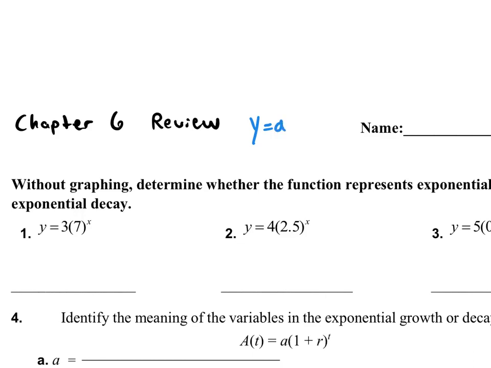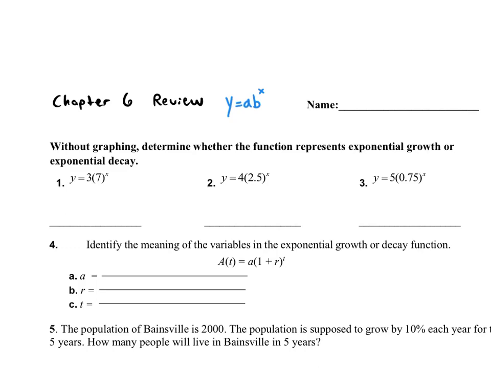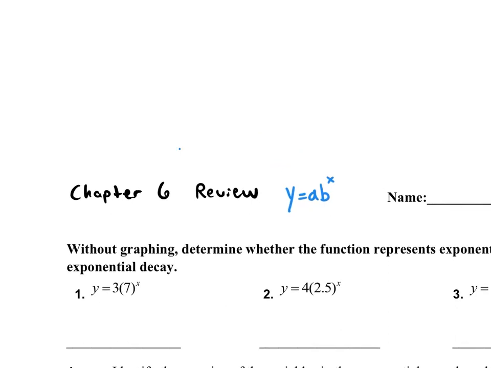Exponential functions are y equals a times b to the x. Now, the a value does not impact whether you're exponential growth or decay, right? Remember that growth looked like this, started off slow and then went really fast. Decay started off high and dropped really quick. So this one was growth, and we had that this one was decay.